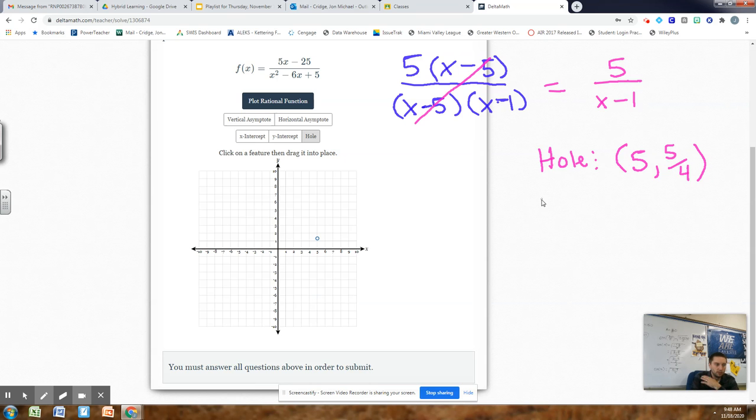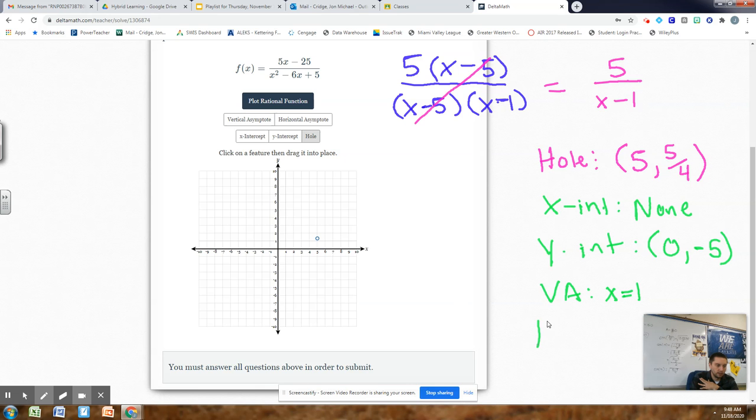Write down all your information first. So x-intercepts, that happens when the top is equal to 0. Well, 5 is never equal to 0, so none. There's not going to be any x-intercepts here. Y-intercept, we're plugging in 0 for x. So it'd be 5 over negative 1, so (0, -5). Vertical asymptotes, that happens when the bottom is equal to 0. So that would be x equals 1.